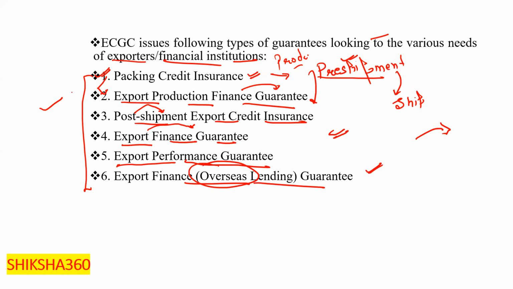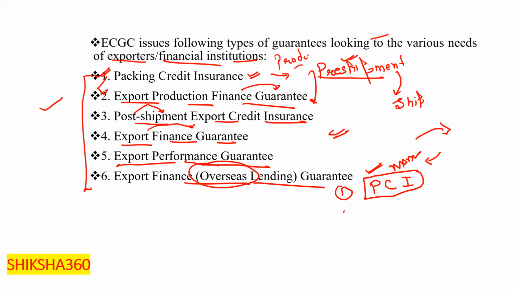So just do one thing like how I am explaining. First of all, we will do the pre-shipment. Before the shipment, what we will get is packaging credit insurance, that is for the packaging, or for the manufacturing.